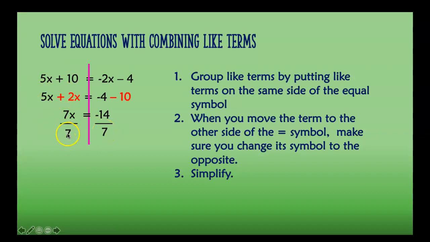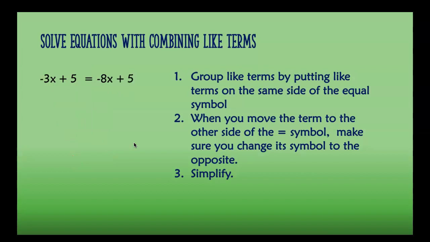Okay, 7 divided by 7 is 1. Again, you do not have to write the 1. So the left side is just x. Negative 14 divided by 7 is negative 2. And you are done. Okay, if you're confused, just go back a little bit and listen again to the instructions. I still have one more example for you. Okay, so here's another example.